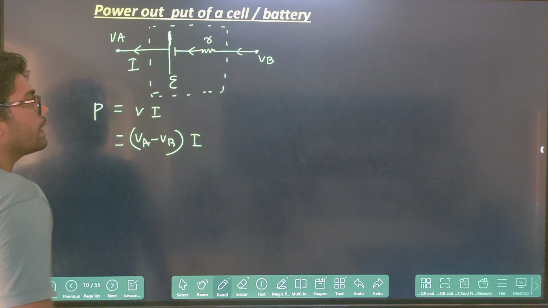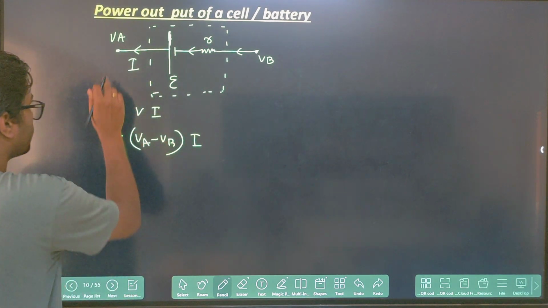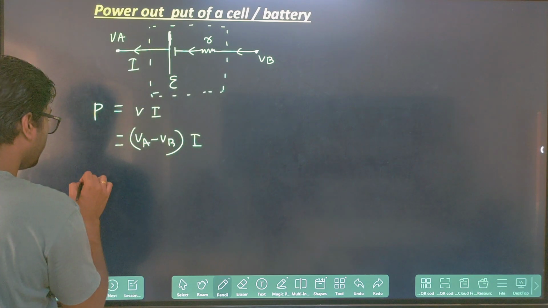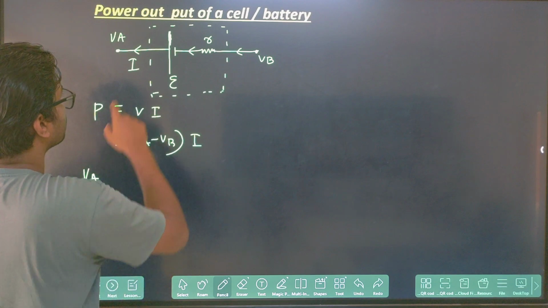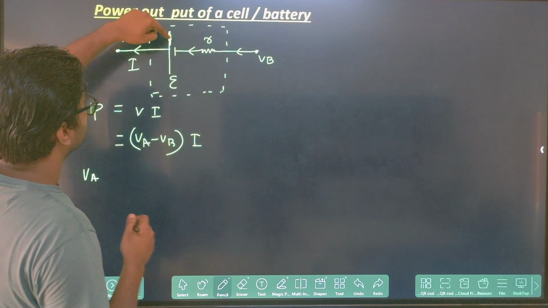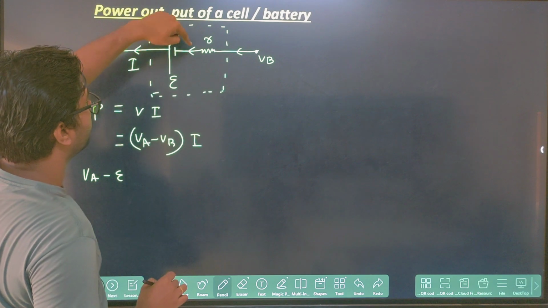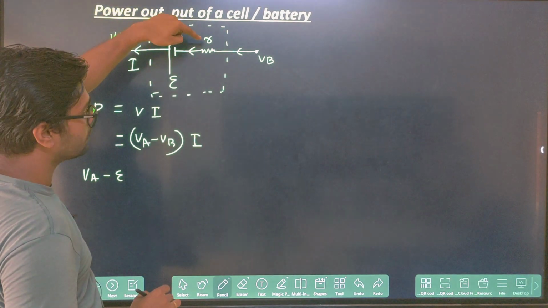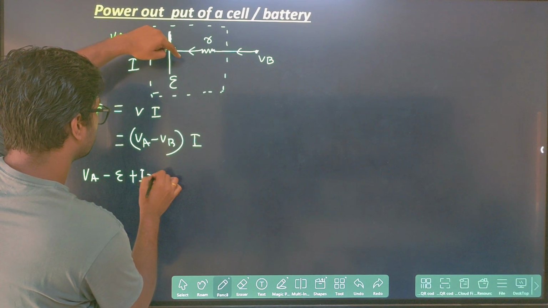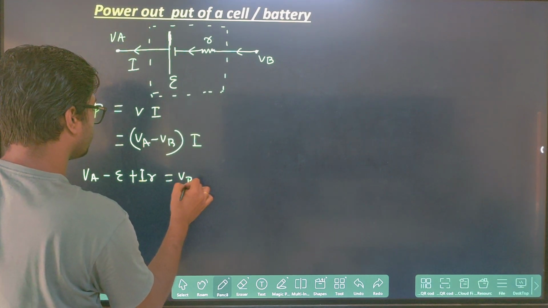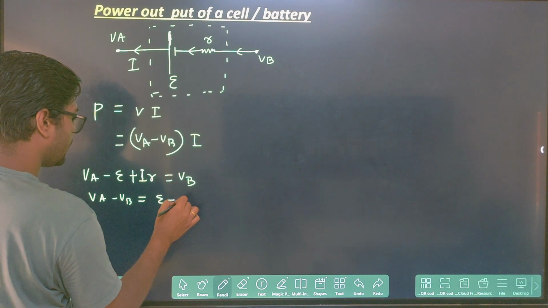Can you find out the current in this situation? You will say yes, I can find out the current. How will you find it? This is VA. You move along this direction, you are jumping through this EMF, this will be minus E, and you are moving through the resistor opposite to the direction of current, this will be plus IR, equal to your VB. So VA minus VB is equal to E minus IR.